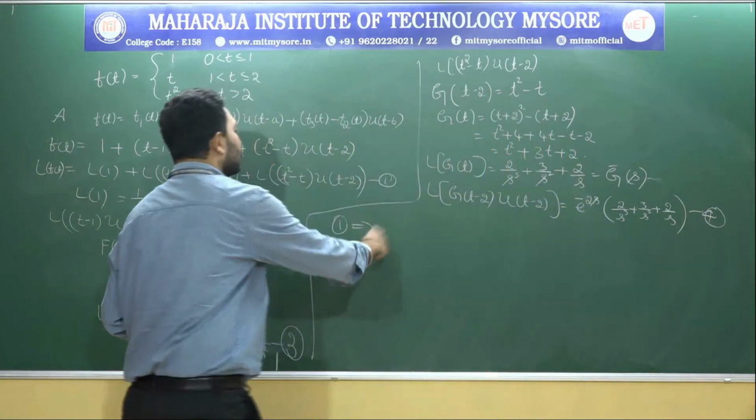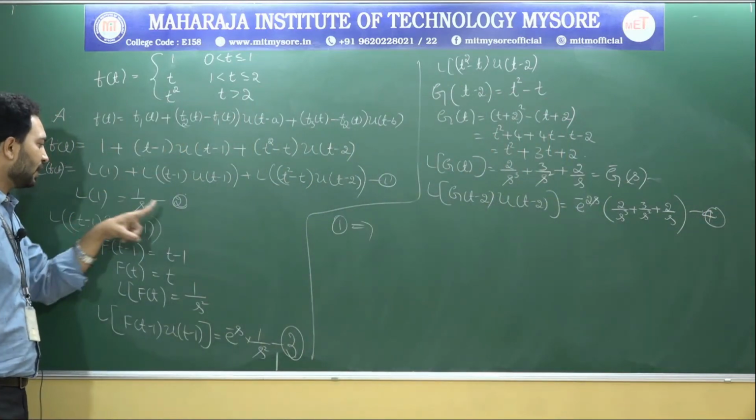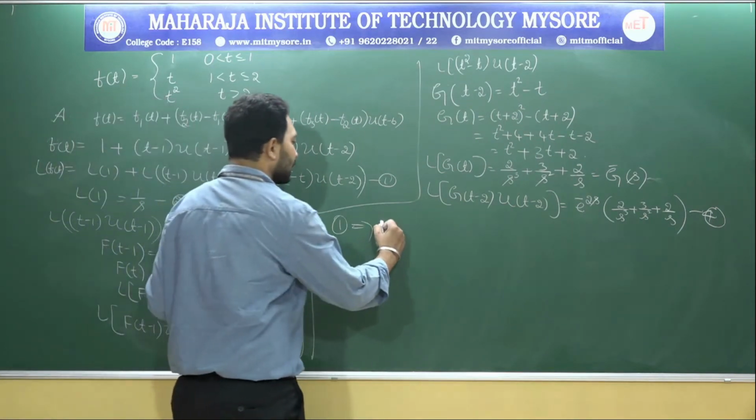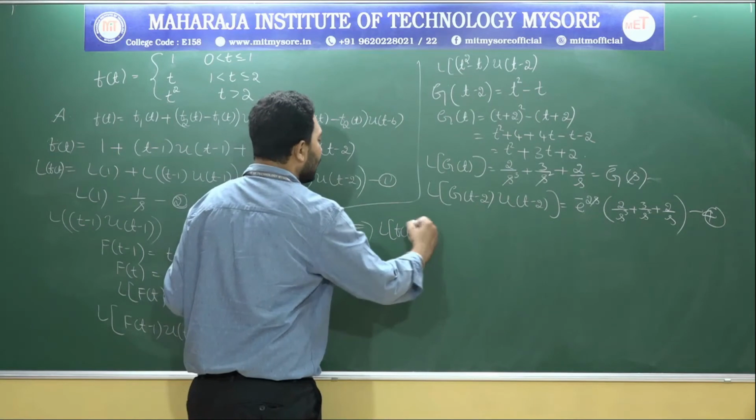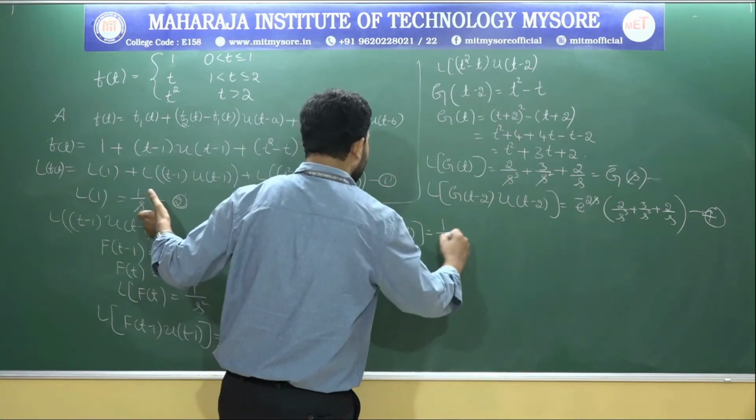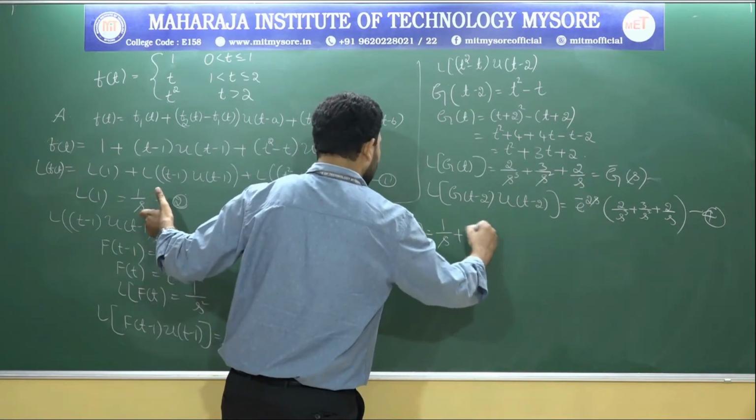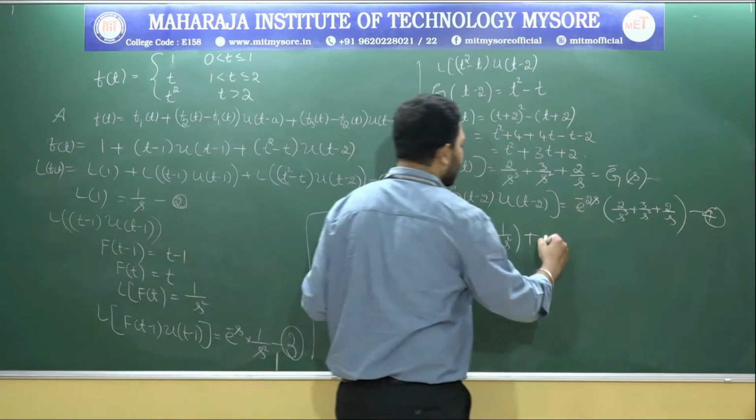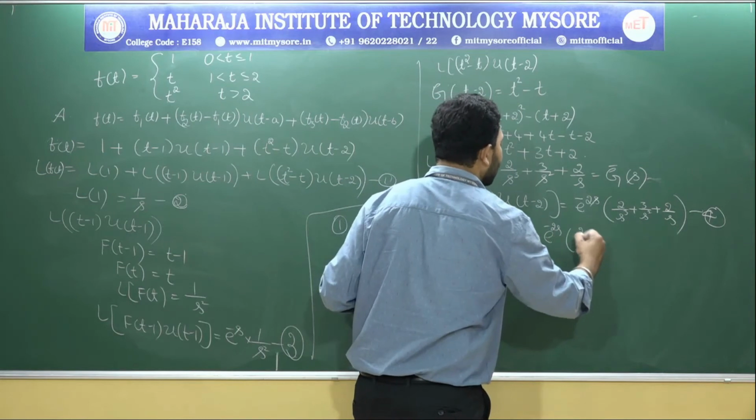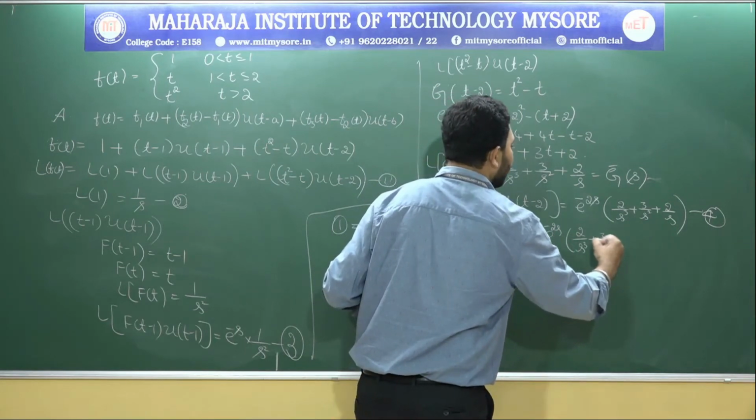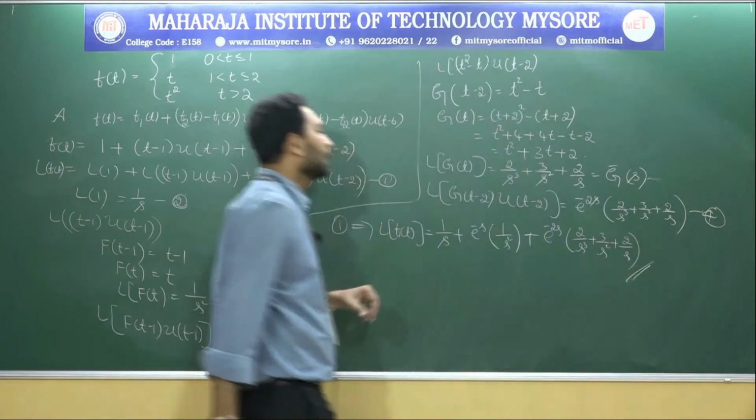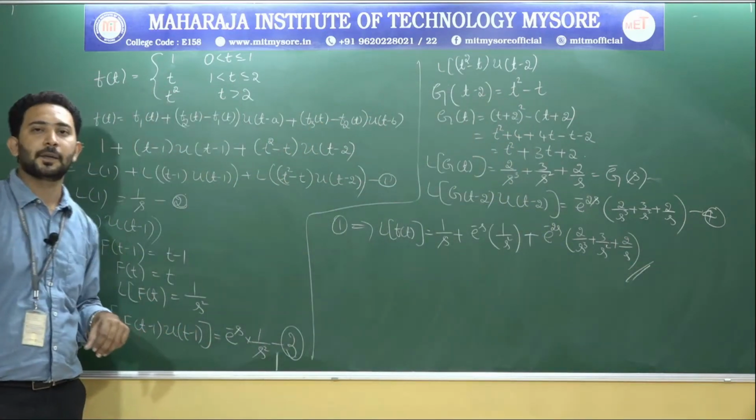So equation 1 becomes, by using equations 2, 3, 4, I can write the result as Laplace of f(t) equals 1 by s plus e power minus s into 1 by s square plus e power minus 2s into (2 by s cube plus 3 by s square plus 2 by s). So this is the result.